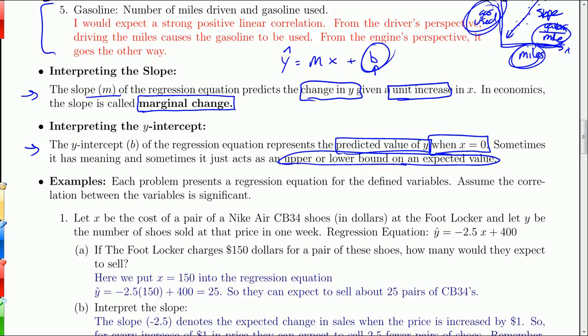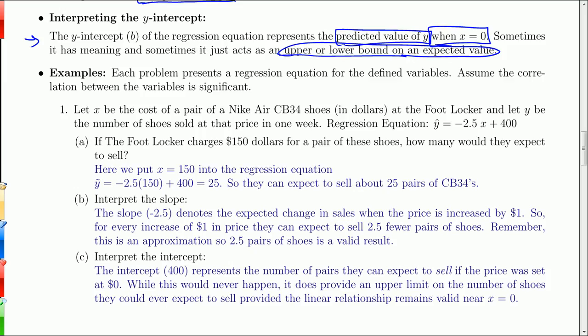Okay, so here's what I mean by that. Suppose we look at number 1 here. Each problem represents a regression equation for the defined variables. Assume the correlation is significant and answer the questions. So we'll let X be the cost of a pair of Nike Air CB3 shoes in dollars. So X is the cost in dollars, and Y is the number of shoes sold, right? So that's that demand curve, price versus demand, right?